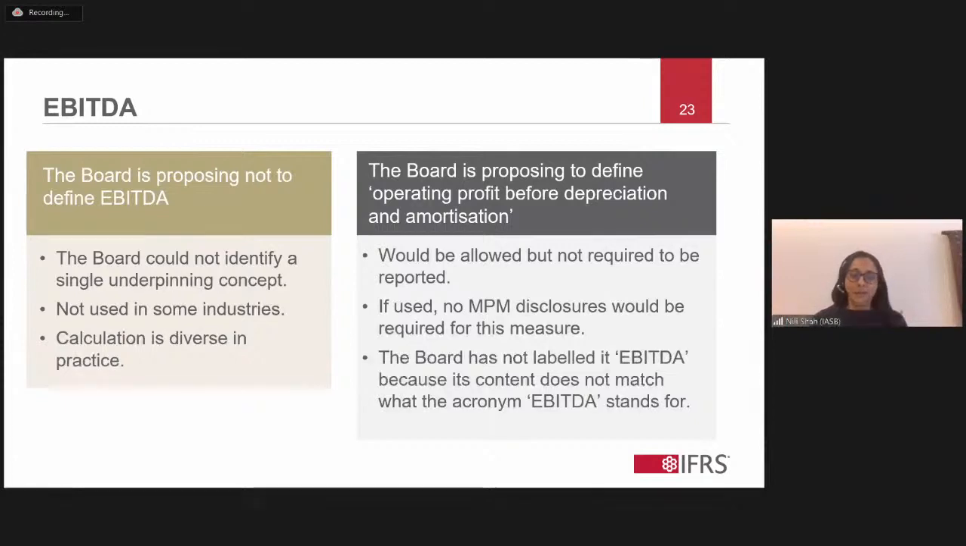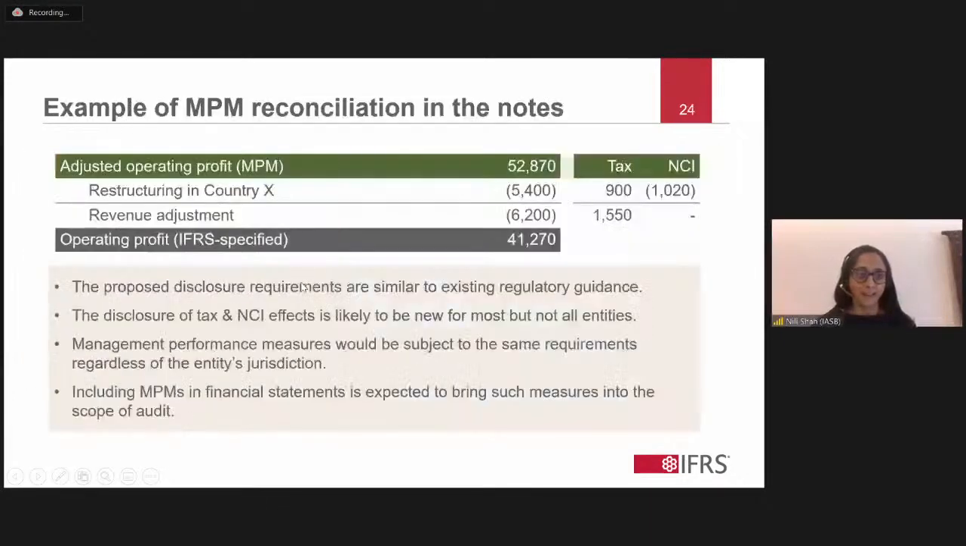So the final takeaway on this slide is that the board has decided not to define EBITDA after quite a bit of deliberation, and it has not decided to call any of the subtotals EBITDA because it would cause confusion for investors. So if we move on to the final slide, as I had mentioned, I wanted to spend just a few minutes talking about the additional disclosures that the board is proposing to provide this transparency on management performance measures.